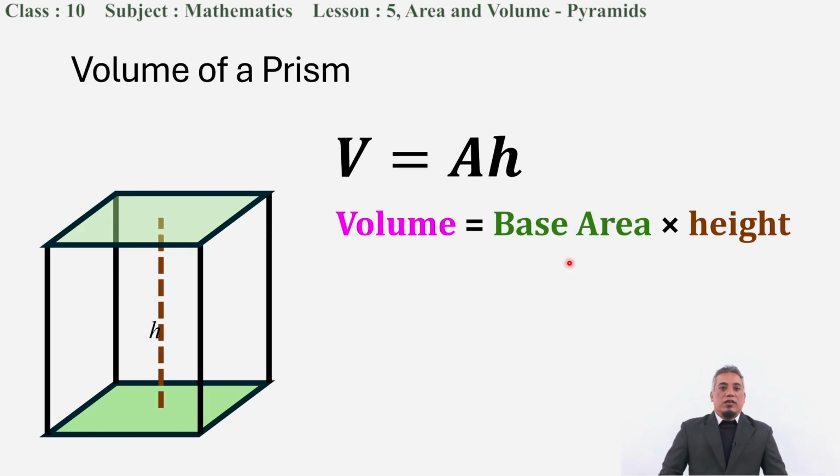Before we discuss volume of a pyramid, you must have known that volume of prism is given as V equals to A times H. As cuboid is also a prism, cube is also a prism, we can relate volume of cuboid as V equals to A times H. That means volume equals to base area times height.